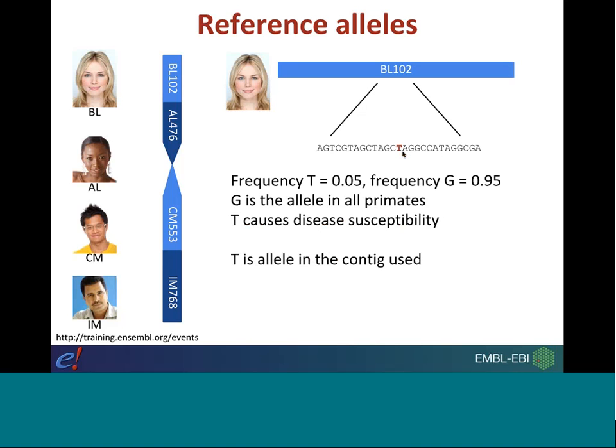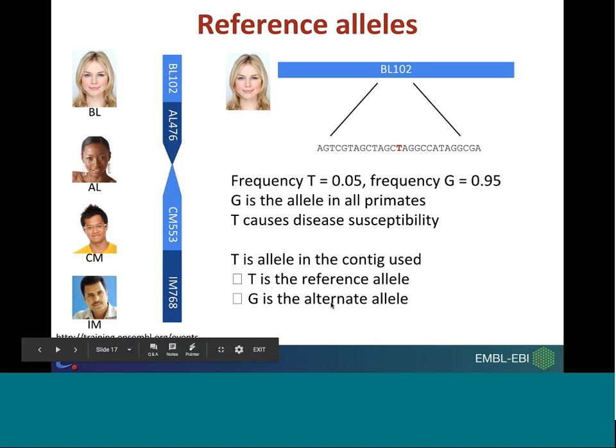However, T is the allele in the config used, and she is the lady that donated her genetic material to the reference genome assembly. So T is the reference allele, and G is the alternate allele. So no matter the frequency, no matter the ancestral allele, no matter the disease association, the allele that's observed in the reference genome sequence is the reference allele, and any others are the alternate allele. So in Ensembl, we would represent that as T/G, so it's always reference/alternate.